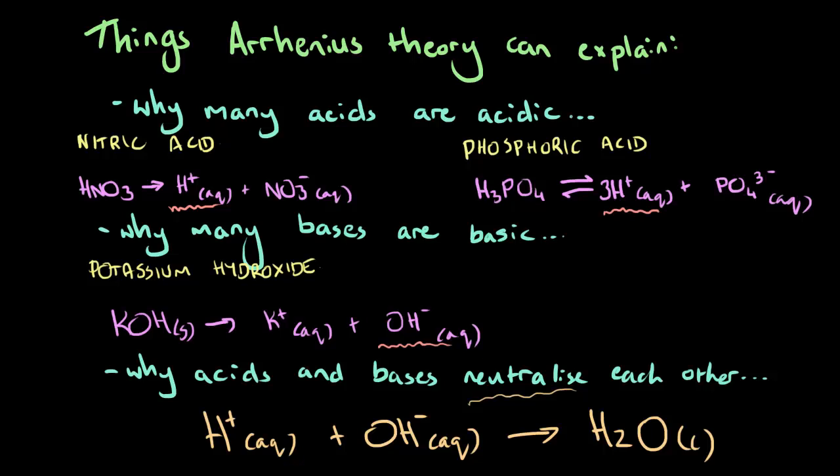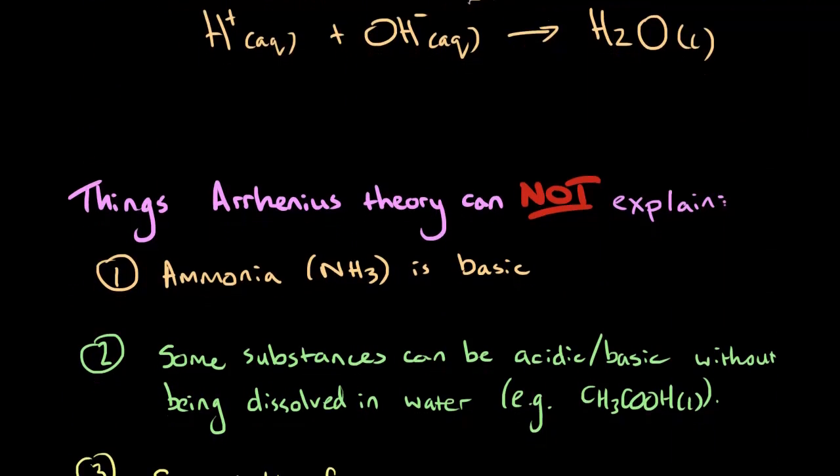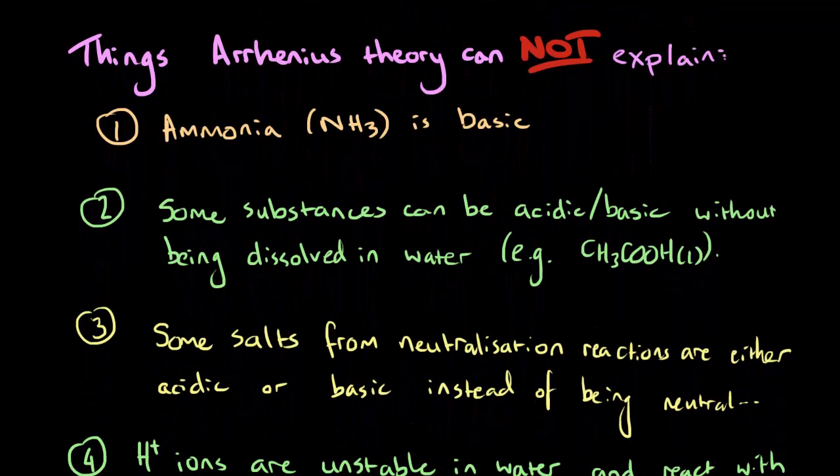However, at your level, there start to become a few problems with Arrhenius theory. A few things that Arrhenius theory cannot actually explain about acids and bases. The first of these things: ammonia is one of our examples of a weak base. Ammonia has a formula of NH3. Earlier on I said that according to Arrhenius theory, all bases have OH in their formula. Ammonia obviously doesn't have OH in its formula, so therefore we need to modify our theory to explain why a substance like ammonia, NH3, could possibly be basic.